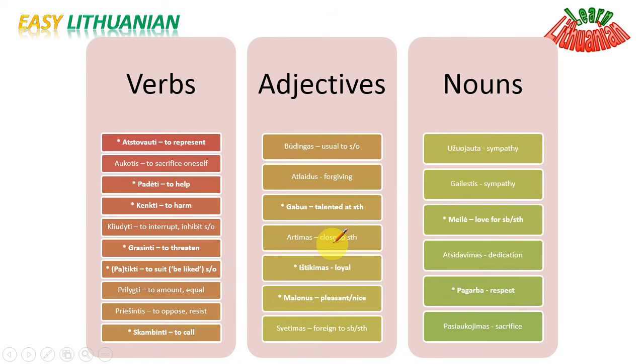Artimas, close to somebody or to something. Man artimas, for me, close to me. Ištikimas, loyal. Ar tu man ištikimas, are you loyal to me? Malonus, pleasant or nice. Šitas pardavėjas buvo man labai malonus. This salesman was for me very pleasant, literally. Šitas pardavėjas buvo man labai malonus. Buvo man, for me, labai malonus, very pleasant, or very nice. So nice or pleasant, malonus.